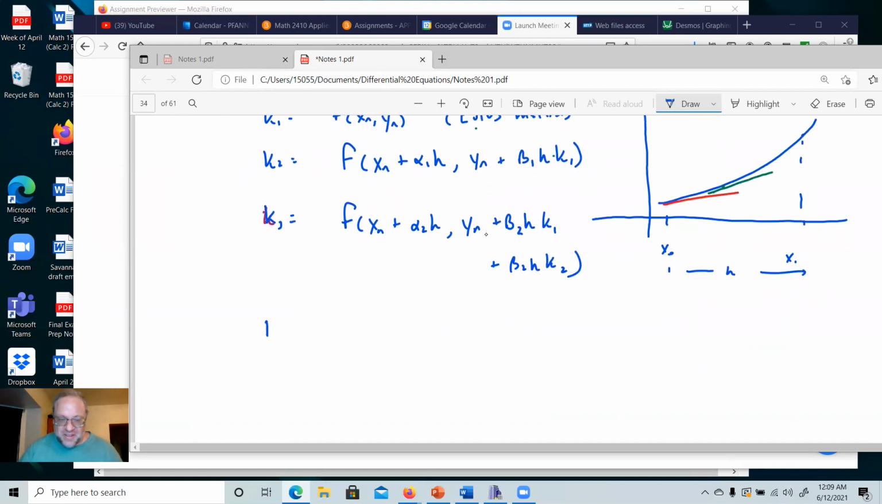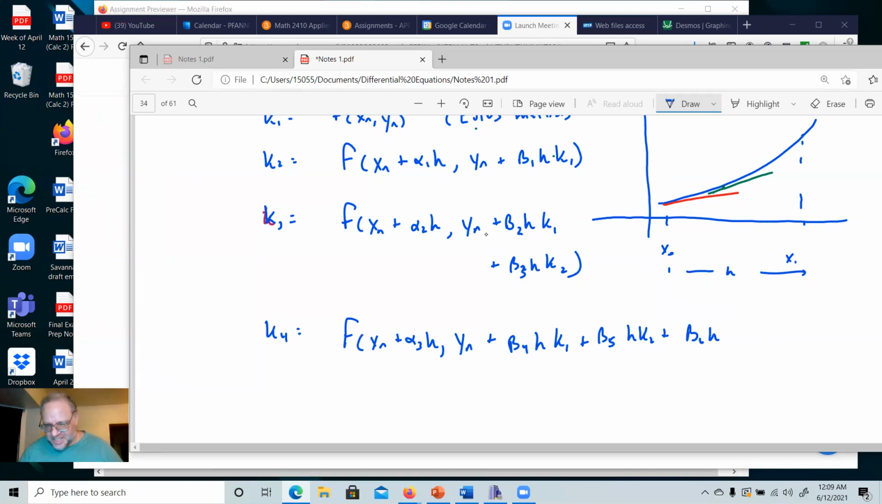And then K4 is equal to f of xn plus alpha 3 h, comma, yn plus, we had beta 2, this is beta 3. Now we're going to have beta 4 h k1, plus beta 5 h k2, plus beta 6 h k3. With any luck, someday you'll get to program this in a MATLAB class. You'll get to do this too.